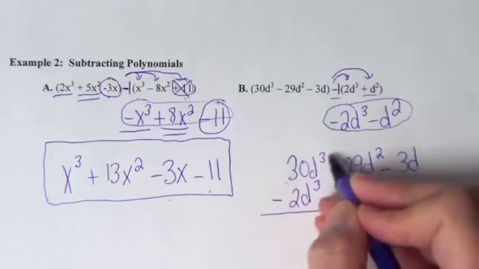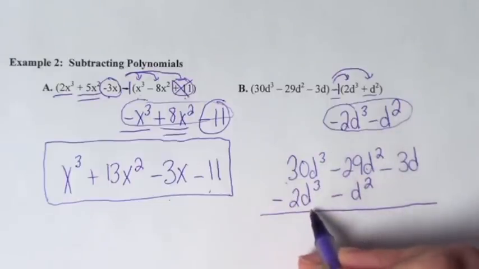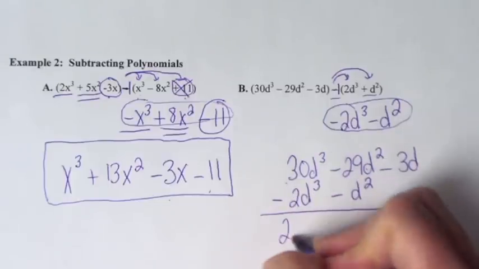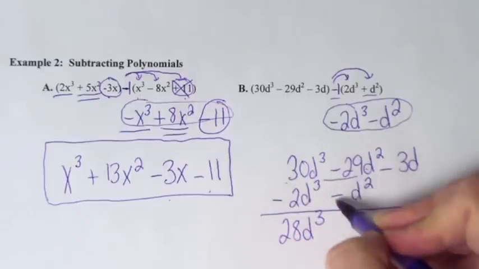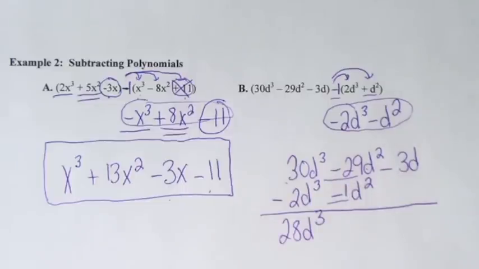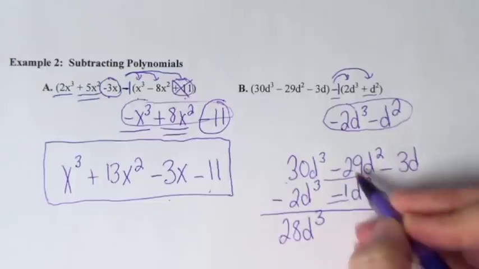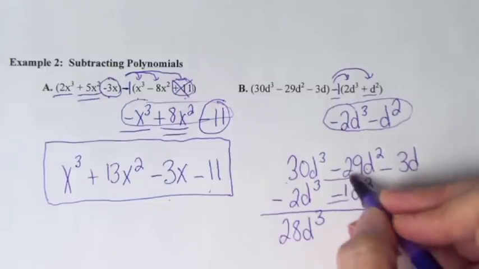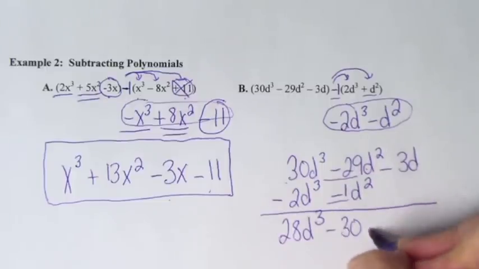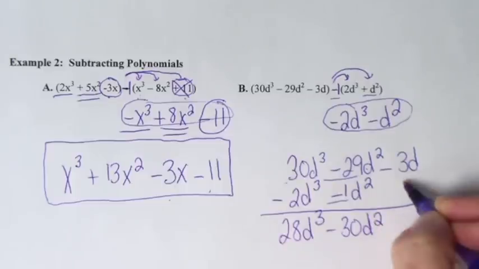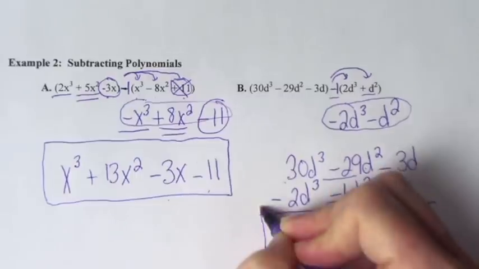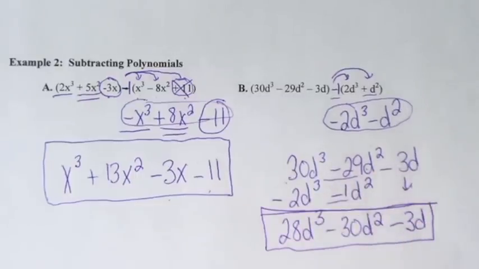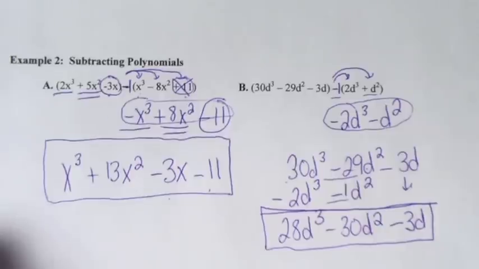We have 30d cubed minus 2d cubed. That gives us 28d cubed. Here we have negative 29 plus a negative 1. Remember there's a negative 1 there. They have the same sign, so we add them. So we get negative 30d squared. And then we just bring down our negative 3d. There's nothing to combine with it. And that is our answer. And that is how you add and subtract polynomials. Thank you for listening.